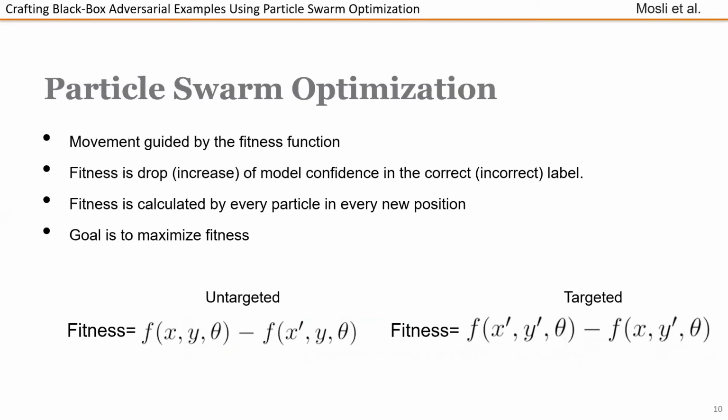The quality of a position in the search space is determined using the fitness function. The fitness function quantifies how much a position affects the confidence of the target model towards the correct or incorrect label. For untargeted attacks, the fitness of a position is how much the model's confidence dropped in the correct label. For targeted attacks, however, the fitness is the increase in model confidence towards a specific incorrect label. Either way, the fitness function is called by every particle at every new position. The goal is to move the particles until we find the highest fitness possible.